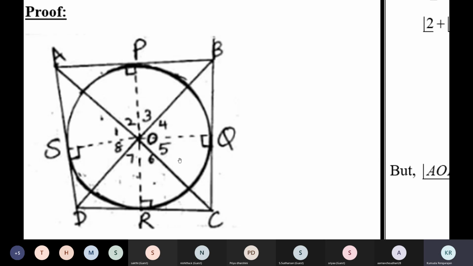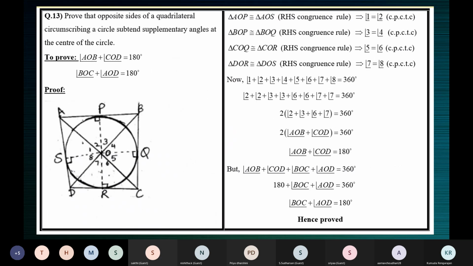Now, the sum of all these angles is equal to what? What is the sum of all these angles? 1, 2, 3, 4, 5, 6, 7, 8. 360 degrees, ma'am. The sum of all the angles around a point is equal to 360 degrees. Okay, so angle 1 plus 2 plus 3 plus 4, 5, 6, 7, 8 is 360.